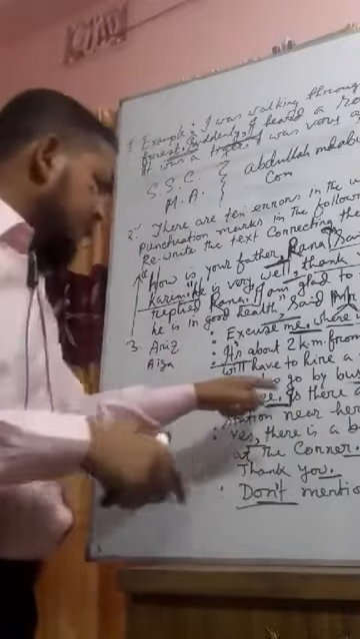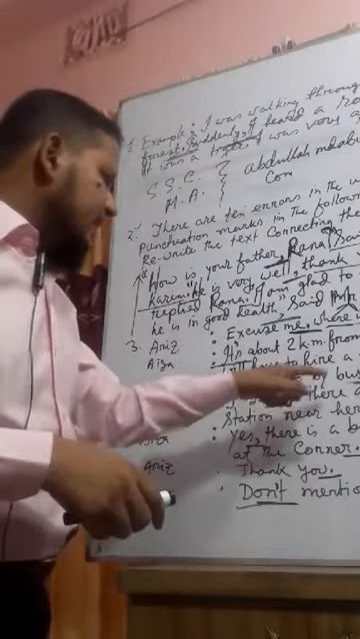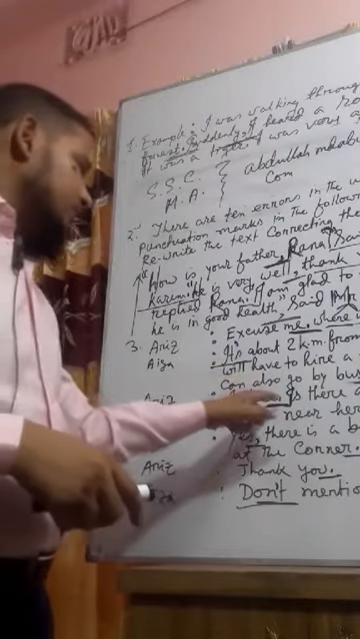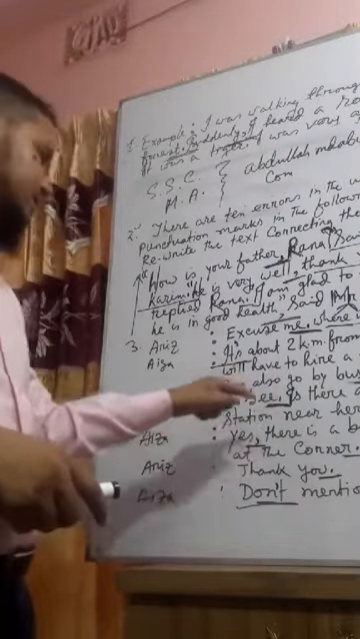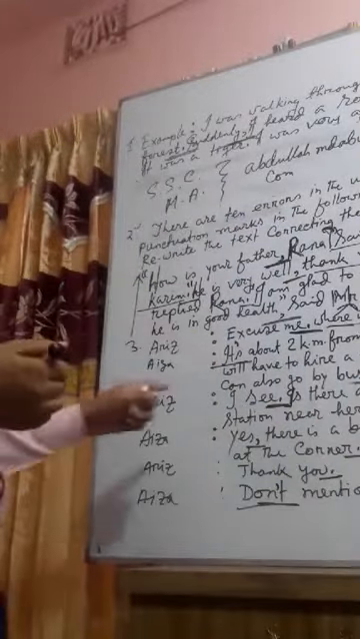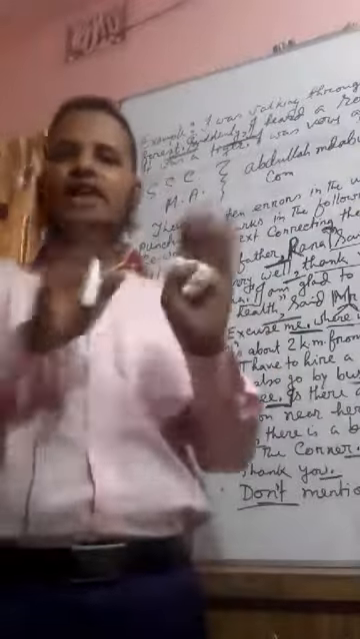I see, is there a bus? And whenever you use a full stop here, then you have to change the first letter of the sentence into capitalization. I see. Is there a bus? Is there a bus station near here? Is there a bus station here? Yes. So yes and no.